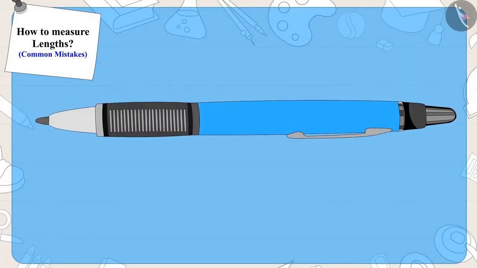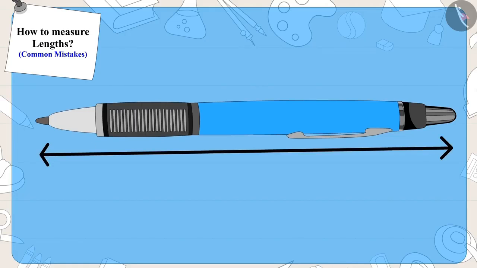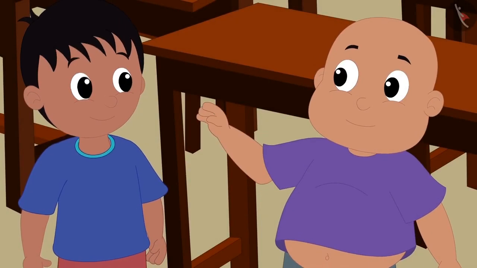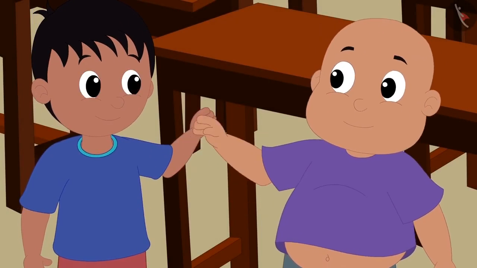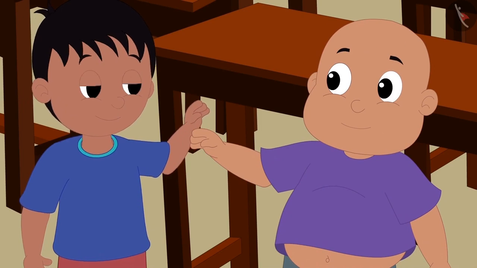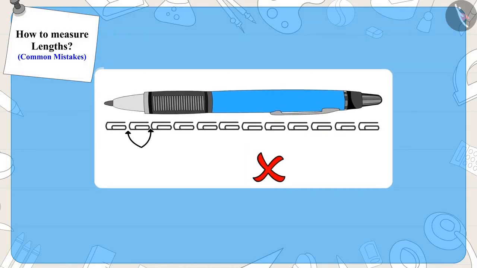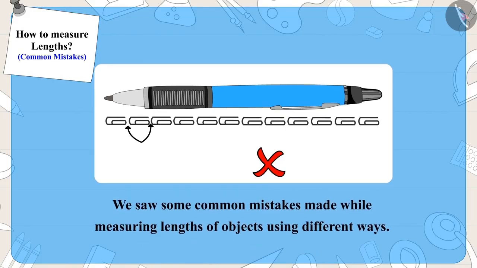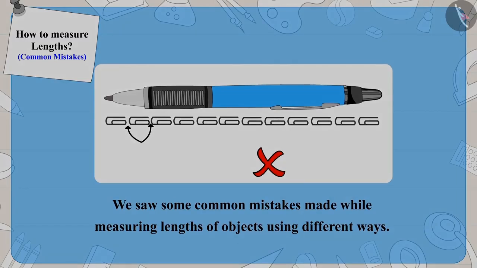Children, remember that whenever we have to measure the length of an object with the help of another object, then we should not leave any empty space in between. Raju and Bablu were very happy to learn this from Appu, and they became friends again. Children, in this video we saw some common mistakes made while measuring lengths of objects using different ways.